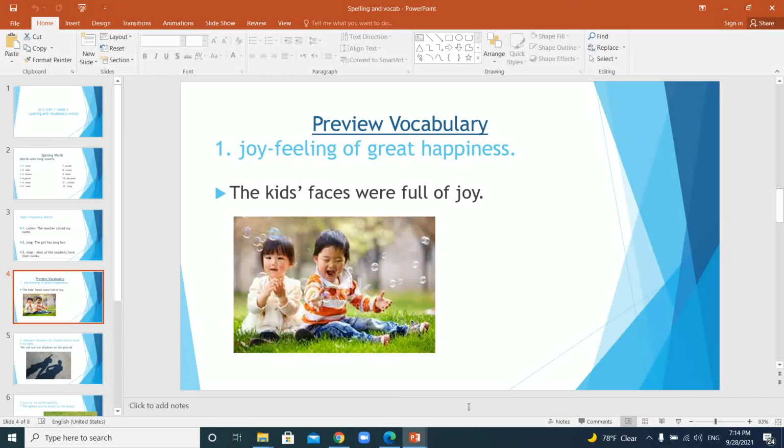Next, this week we also have new preview vocabulary words. The first word is joy. Joy means to feel happy. Okay? And we said the kids' faces were full of joy. We also talked about the things that bring us joy. Some of you said your favorite toy, gifts. These are the things that bring you joy or make you happy. So joy is like another word for happiness.